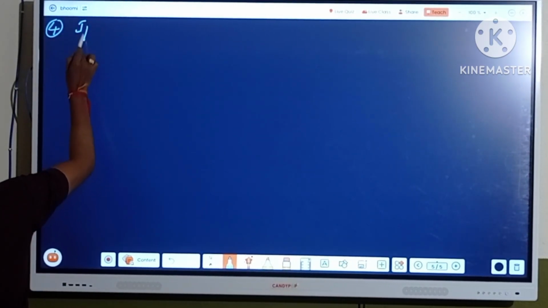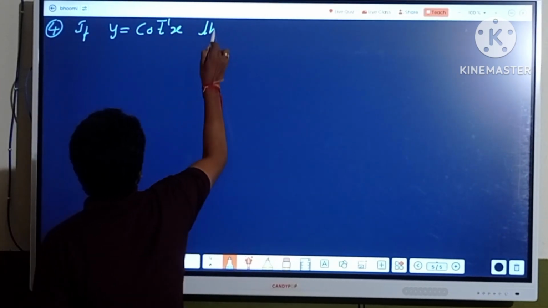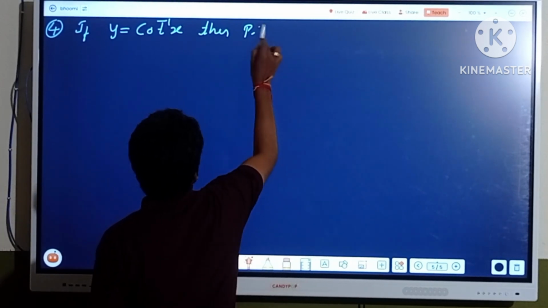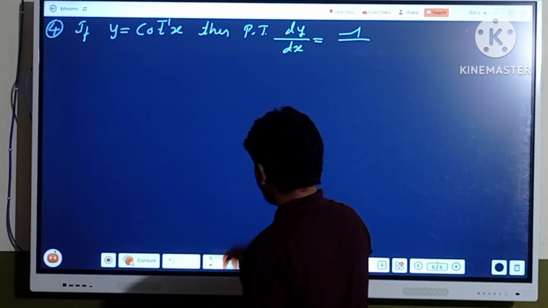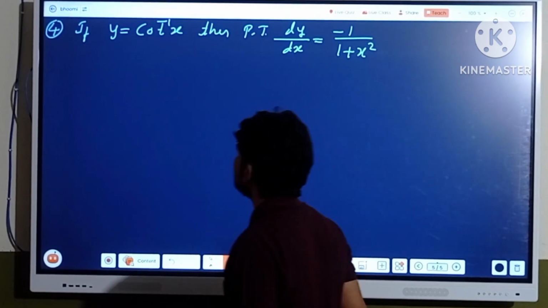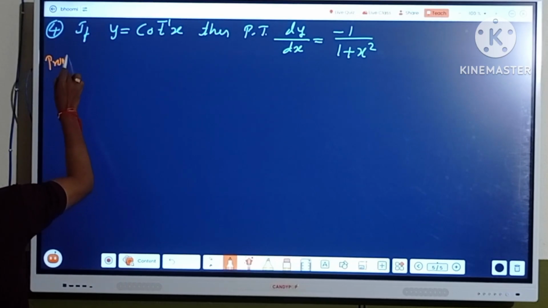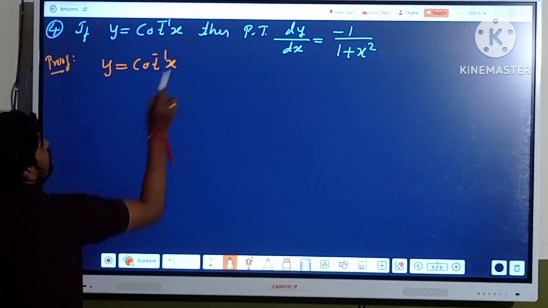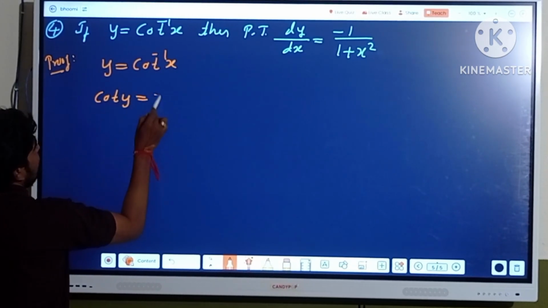if y is equal to cot inverse x, then prove that dy by dx is equal to minus 1 divided by 1 plus x square. So proof. Here y is equal to cot inverse x. Shift this cot inverse to the left side, then cot y is equal to x.